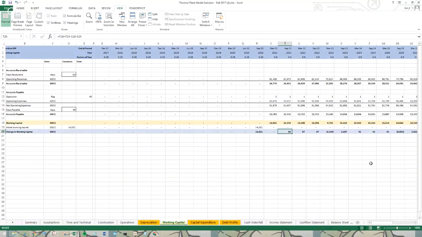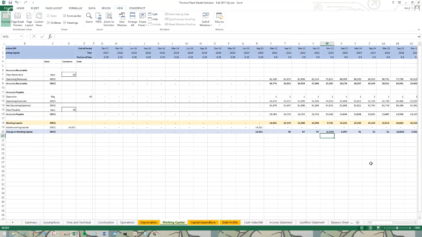And it's weird. When this number is negative, that means there's money coming out of the business. This is a source of cash, this is a use of cash. So each year or each semester, you have to put $88 or whatever amount of money back into working capital, you have to invest it to fund that cash shortfall.